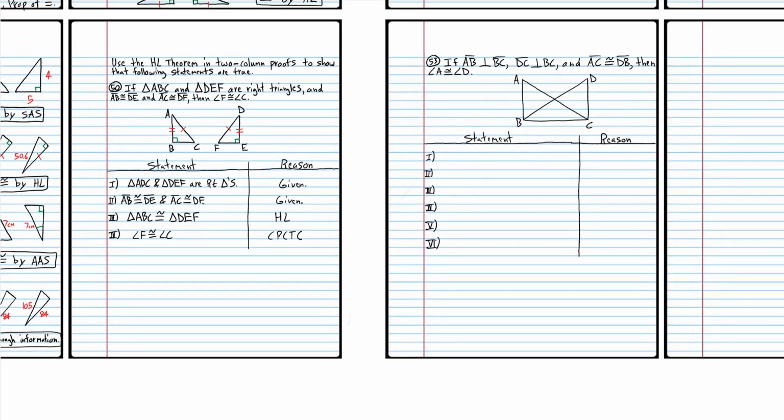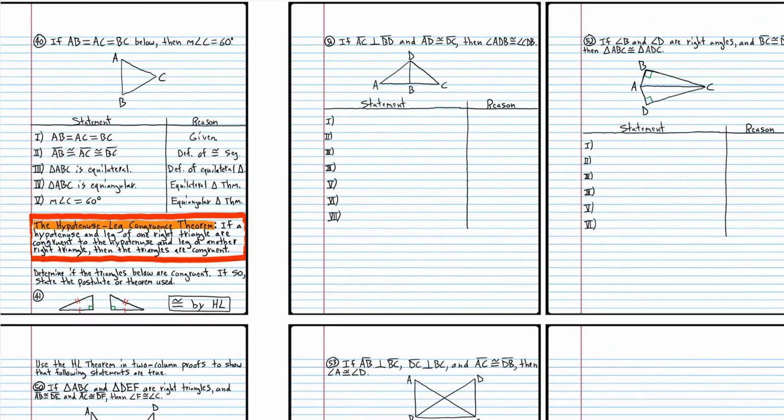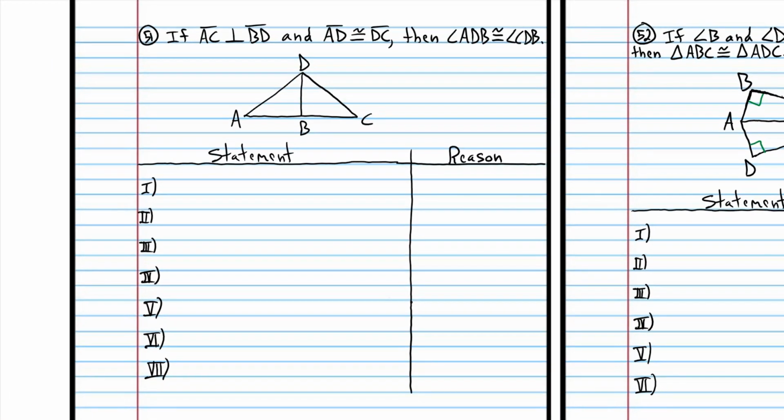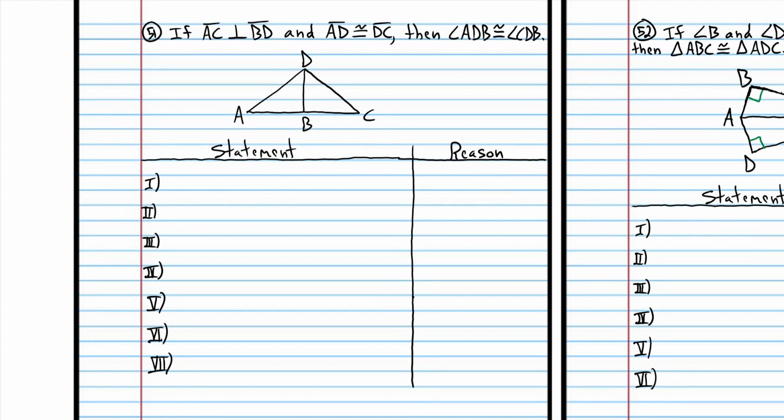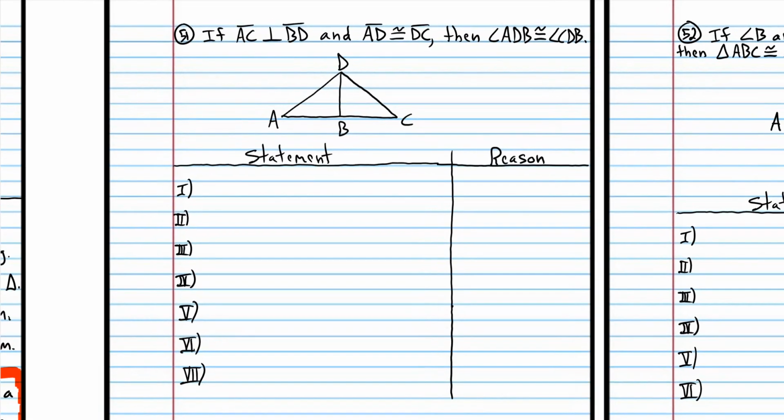Now let's do one more of these together before you try some proofs on your own. If AC is perpendicular to BD and AD is congruent to DC, then blah, blah, blah. Let's start with the given information. So AC is perpendicular. Remember that that's a special symbol for perpendicular. So they're perpendicular, and that is given.